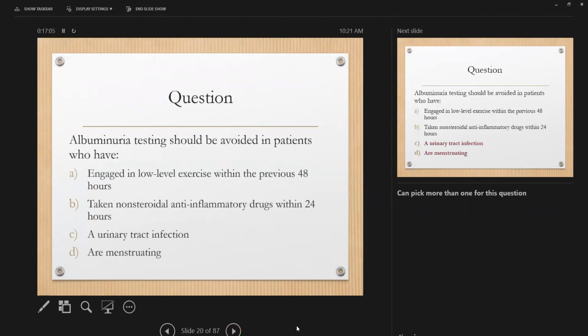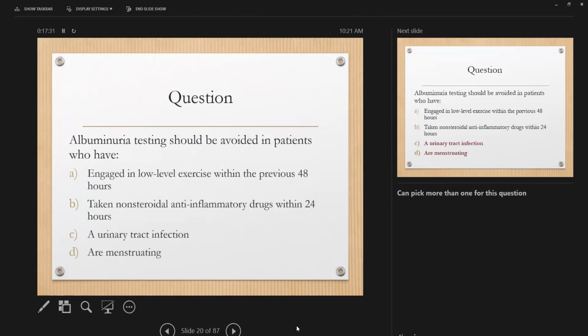Albuminuria testing should be avoided in patients who have: A, engaged in low-level exercise within the previous 48 hours; B, taken non-steroidal anti-inflammatories in 24 hours; C, have a urinary tract infection; or D, are menstruating. Now, this is more than one answer, so there's two answers to this one.